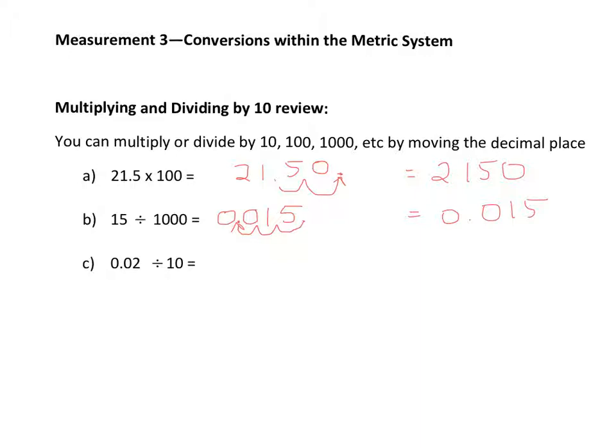Dividing by 10, we're moving left and just one space, so I'm going to just do it right on the question here. I'm just moving the decimal place over 1, so our answer is 0.002. Okay, add zeros. When you have a number that's less than 1, do put a 0 before the decimal place. It's a good habit to get into.